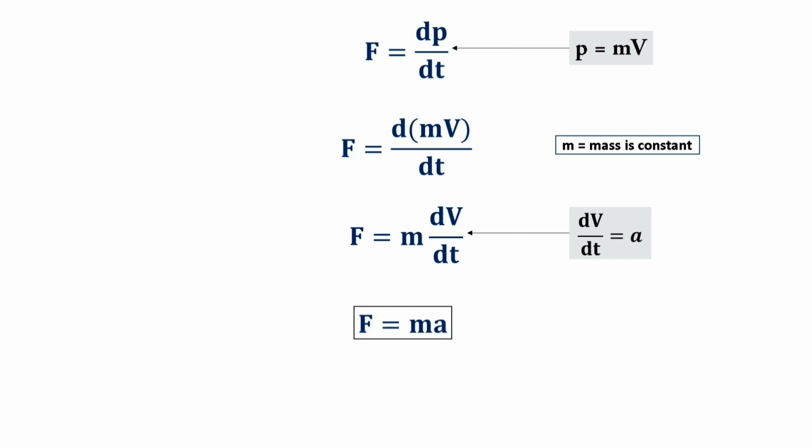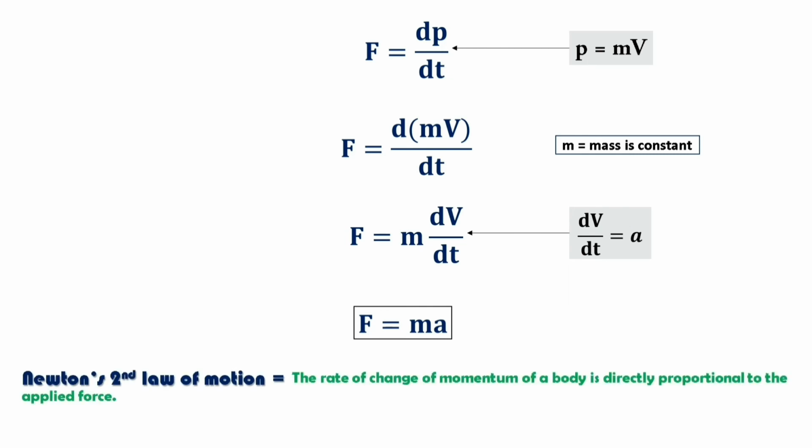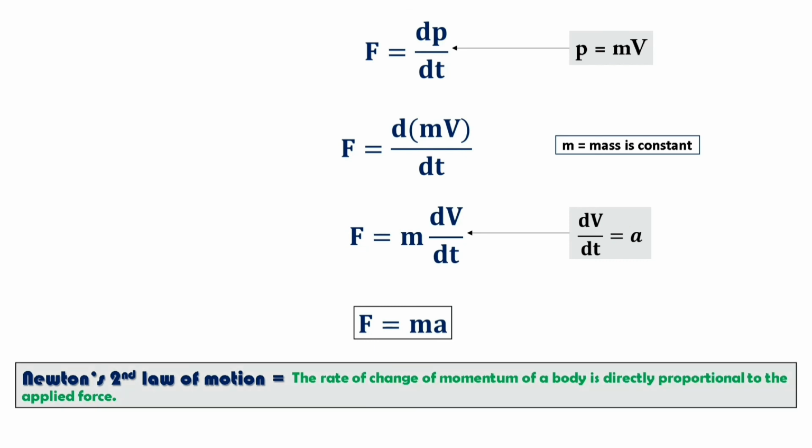Since F is equal to m into a and dp by dt are both equal, we can also write Newton's second law as: the rate of change of momentum of a body is directly proportional to the applied force. This is also known as Newton's second law of motion. In the next video, we'll discuss Newton's third law of motion.